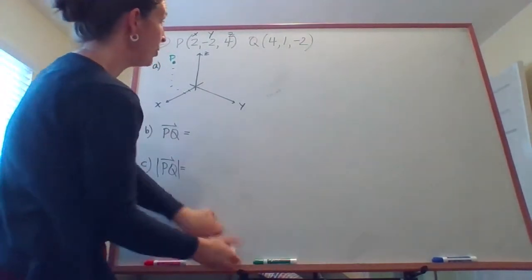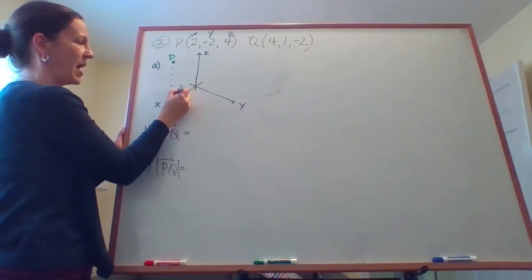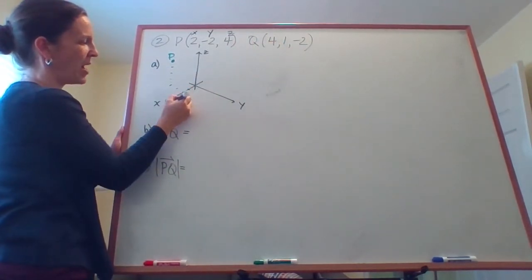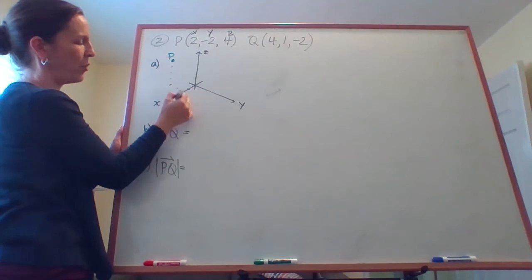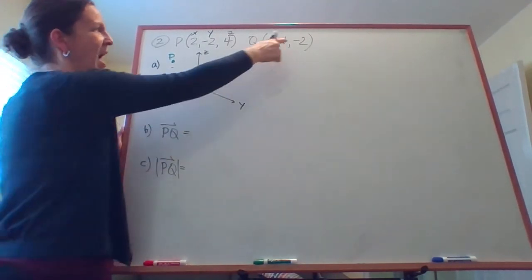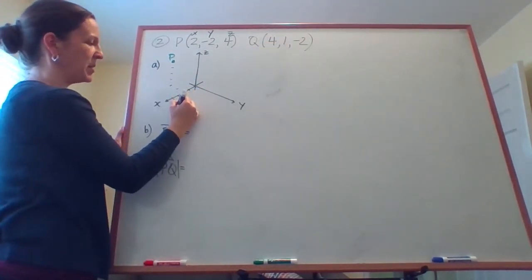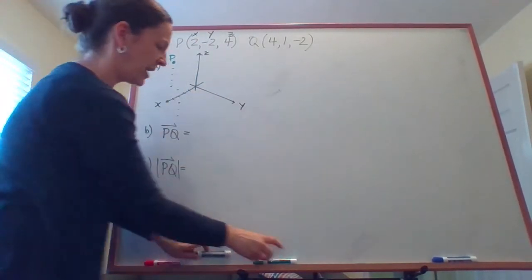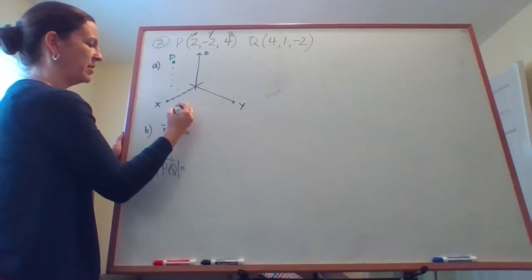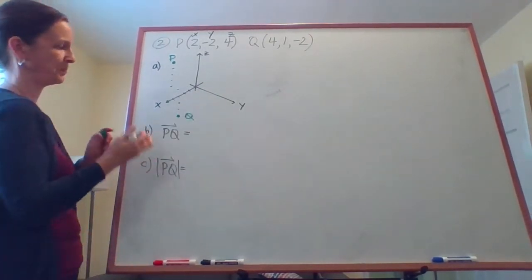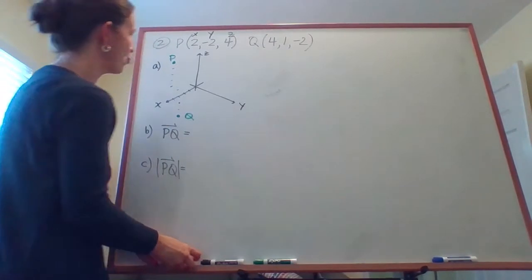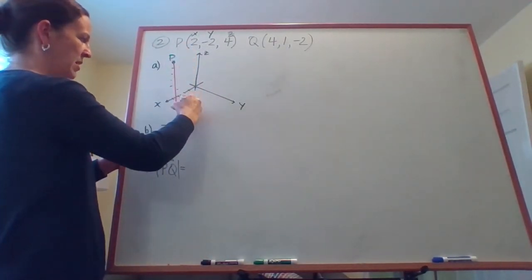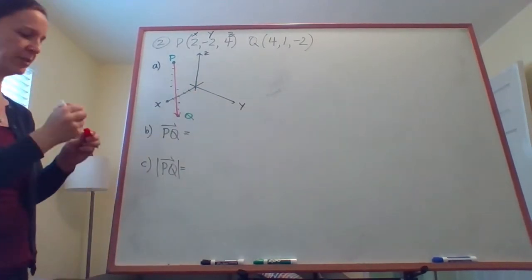If I'm going to do Q, Q is 4 on the X-axis, 1 on the Y-axis, so I'm going forward 1 step parallel to the Y-axis. And then -2 on the Z-axis would mean I would be going down 2 steps, again parallel to the Z-axis. So your point Q would be located somewhere about here. And then I asked you to draw in the PQ vector. So I'm drawing a vector from P to Q, and there's your PQ vector.